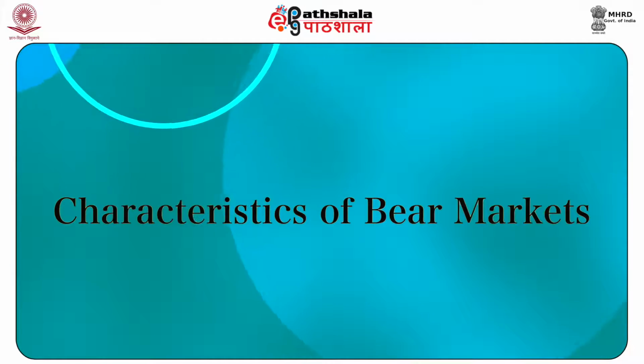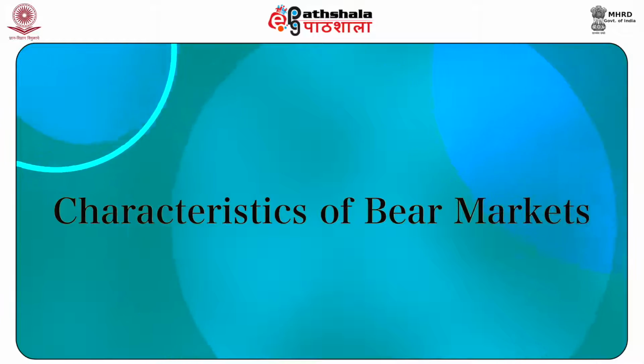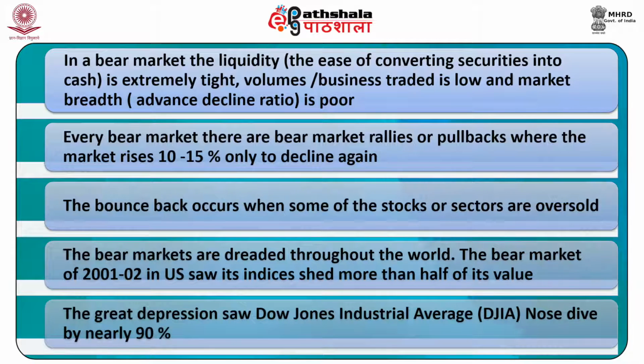So what are the characteristics of a bear market or bear markets? Why it occurs? First of all, that is the important thing. The news flows tend to be worse than expected, causing the investor to sharply punish the stocks or sectors. Now what happens in such markets? In a bear market, the liquidity, which means the ease of converting securities into cash, is extremely tight. The volumes or the business traded is low, and the market breadth, which is nothing but advance decline ratio, is poor.